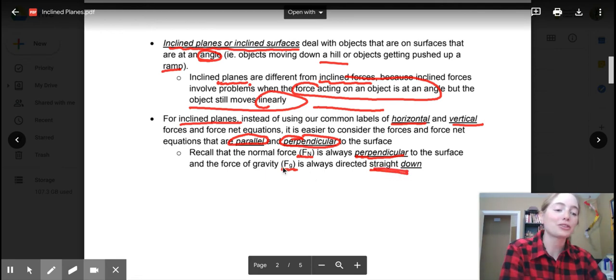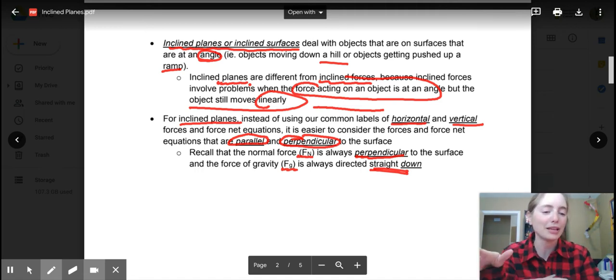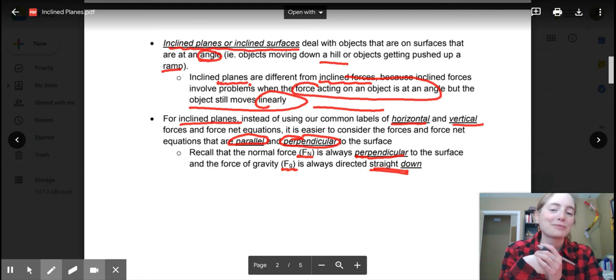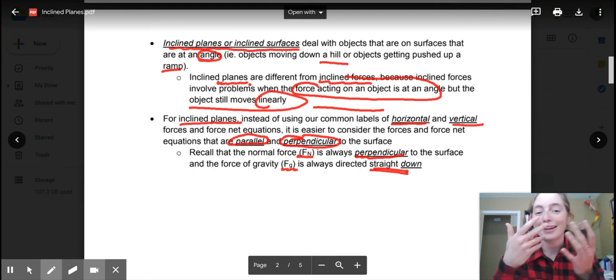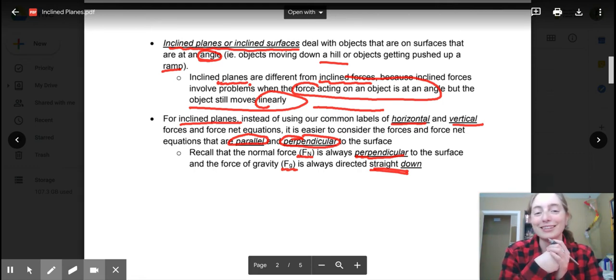So that is going to cause a few challenges for us when we're building our free body diagram. So how we're going to do this is we're going to start by looking at how to build a free body diagram on an inclined plane. And then we've got two practice problems that we're going to work through. And that will be your unit.